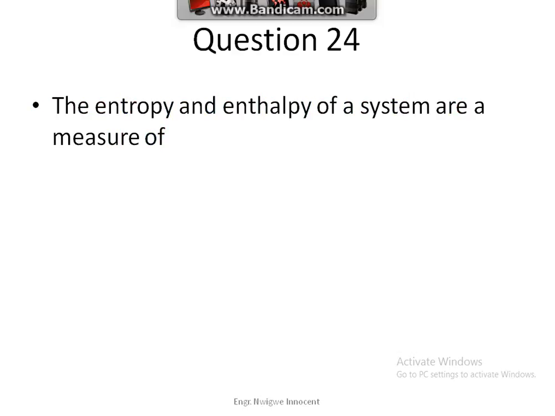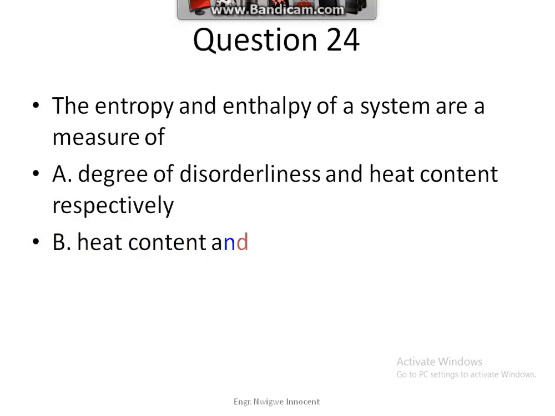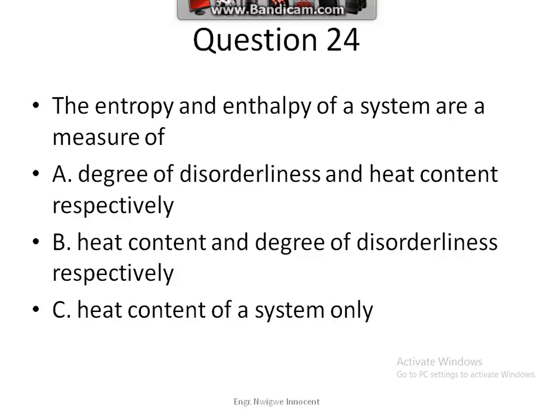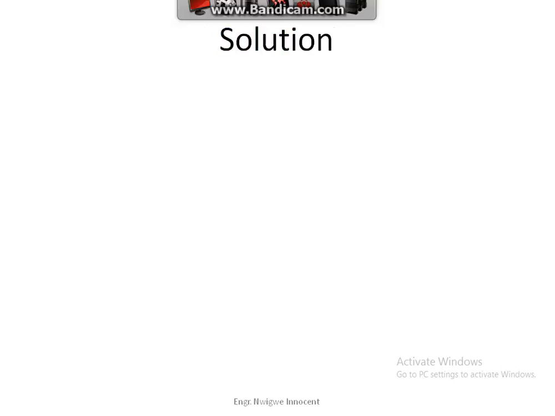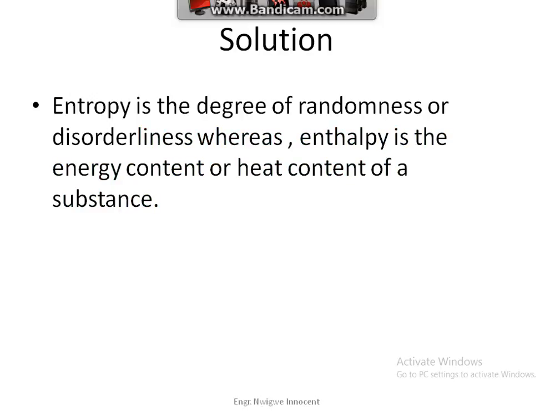Question 24. The entropy and enthalpy of a system are a measure of A. Degree of disorderliness and heat content respectively, B. Heat content and degree of disorderliness respectively, C. Heat content of a system only, D. Degree of disorderliness only. Solution. Entropy is the degree of randomness or disorderliness, whereas enthalpy is the energy content or heat content of a substance. Answer A.